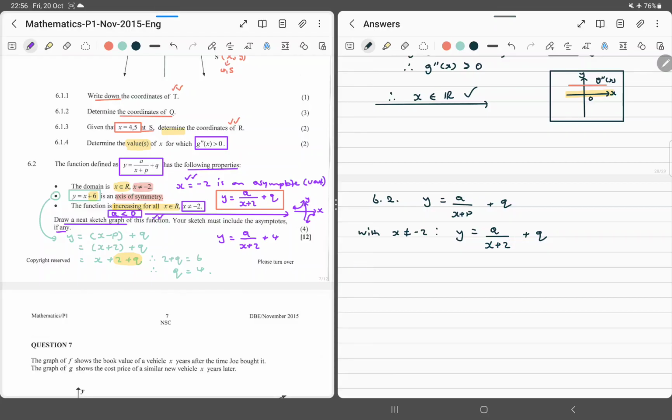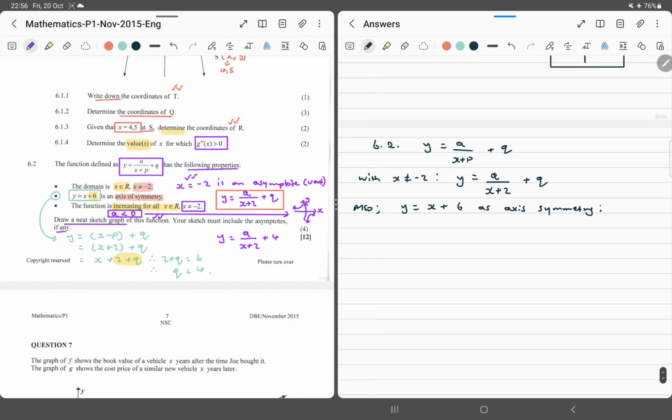And then again, what else do we know? We know that with y equals x plus 6 as an axis of symmetry, and with a positive gradient, right? Axis of symmetry with a positive gradient m.